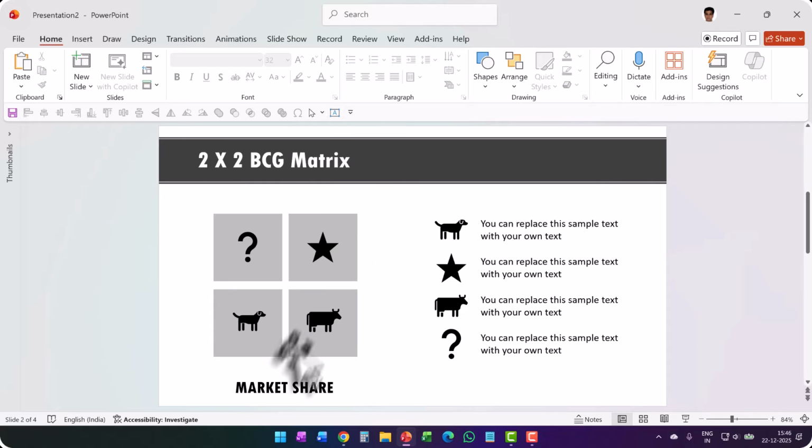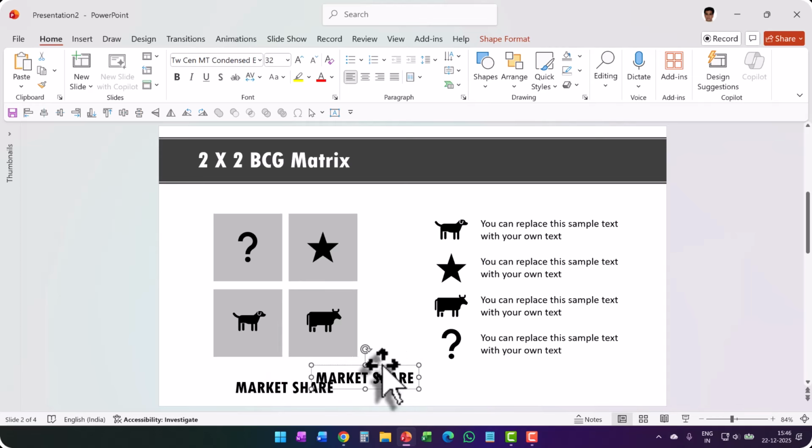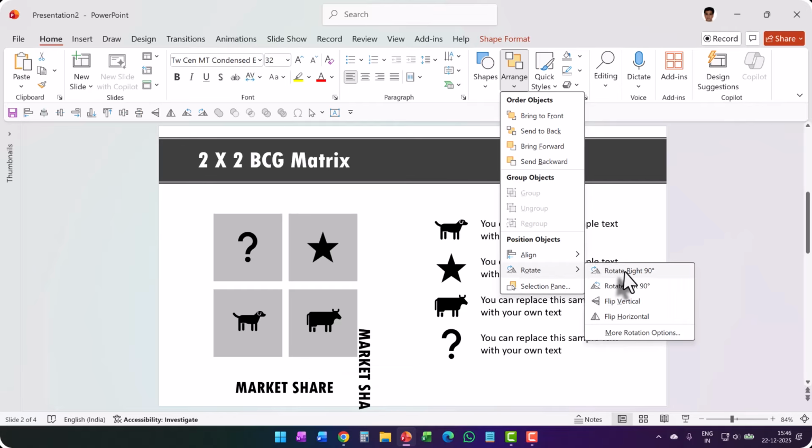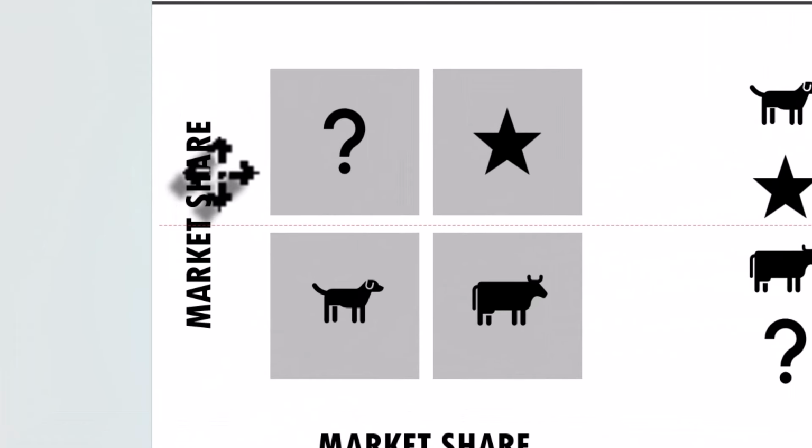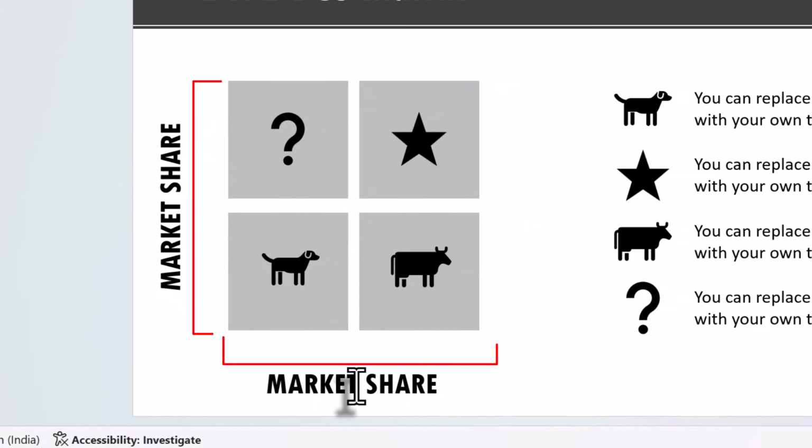The next step is to name the axis. Using a simple text box, write your text. The horizontal one represents market share and the vertical one would represent market growth. I'm going to rotate this by 90 degrees. For that, you go to Arrange and then Rotate and say Rotate left 90 degrees and then place it somewhere over here. Make sure that the axis label is right in the middle. You can use the Smart Guide for that. Notice that I've given some space between the quadrants and the text here.